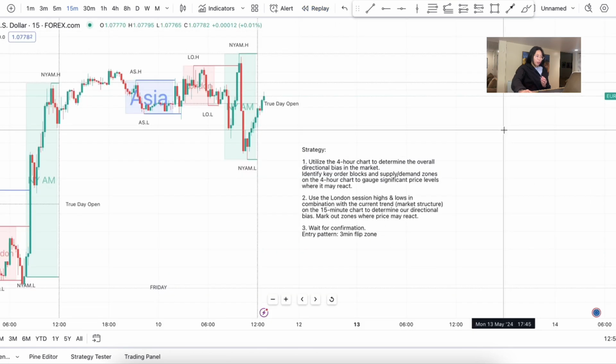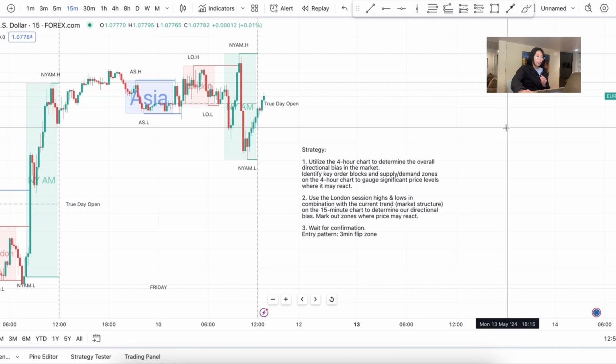As a recap, the strategy is first to use a 4-hour chart to determine the overall directional bias in the market and to identify key 4-hour zones where price can react. Then we want to use the London session highs and lows in combination with the current trend and market structure of the 15-minute chart to determine our directional bias. So where do we think price is going to go? We also want to mark out the 15-minute zones where price may react. And then lastly, we want to wait for confirmation.